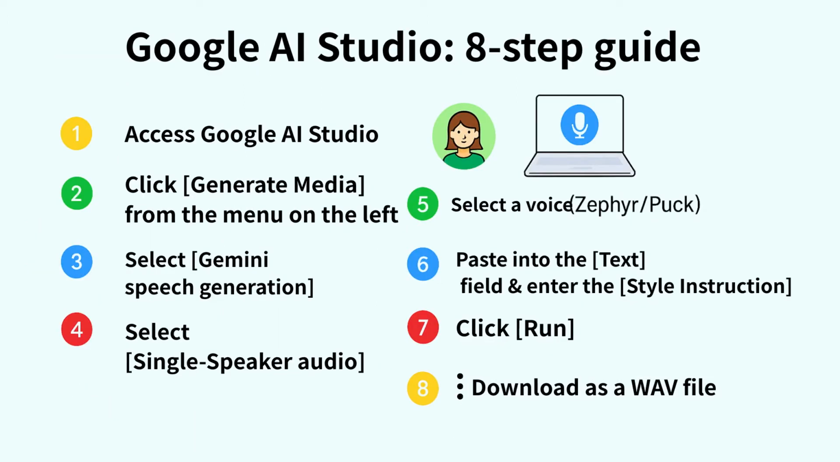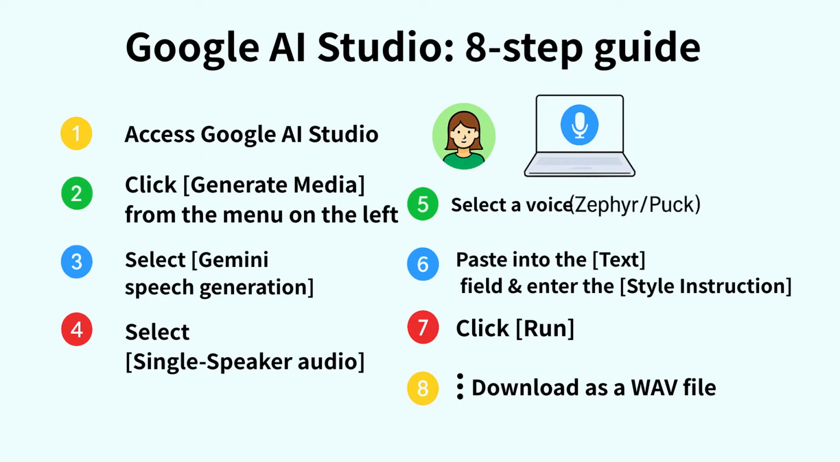From here, I'll walk you through the 8 steps for using Google AI Studio to turn your text into natural speech. Step 1, go to Google AI Studio and log in with your Google account. Step 2, click Generate Media from the menu on the left. Step 3, select Gemini Speech Generation. Step 4, switch the mode to single speaker audio.